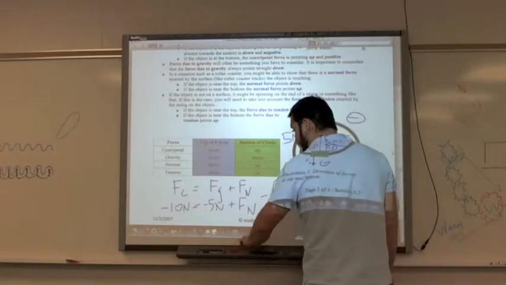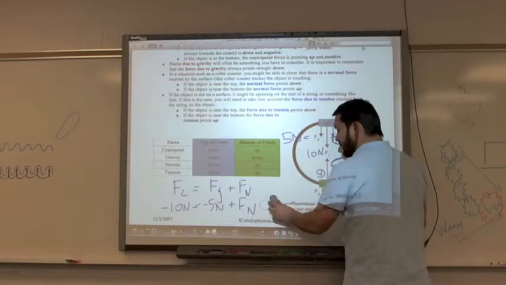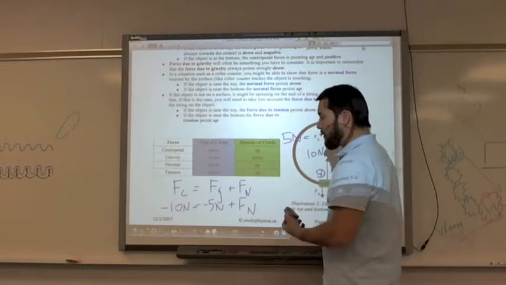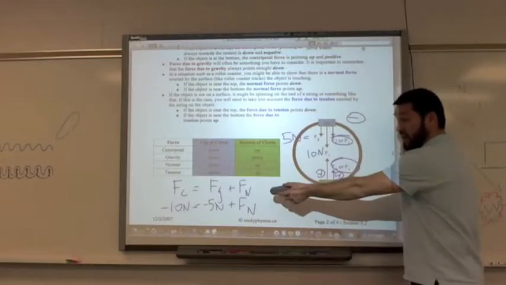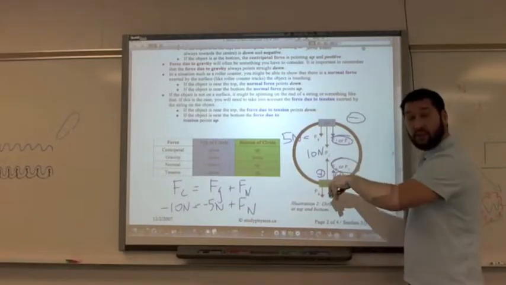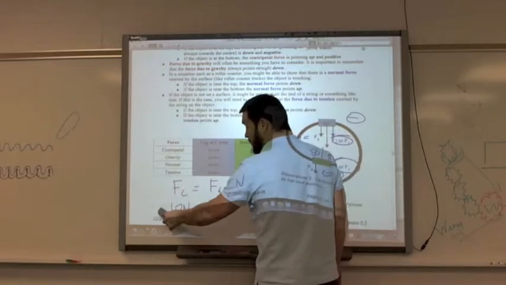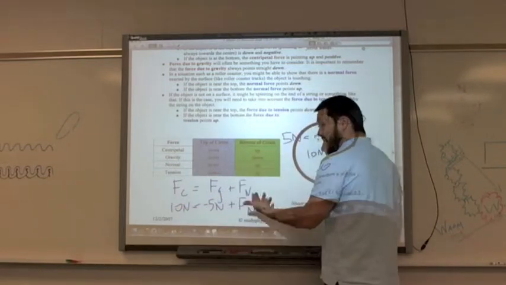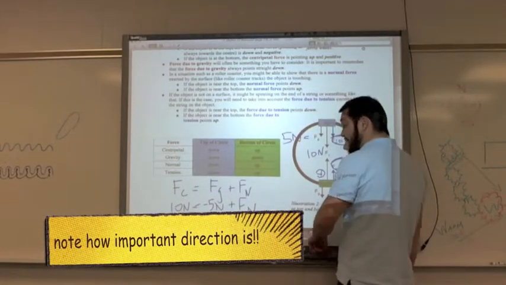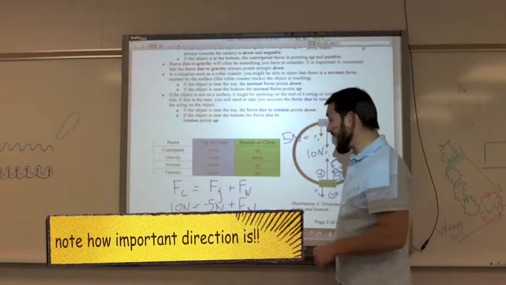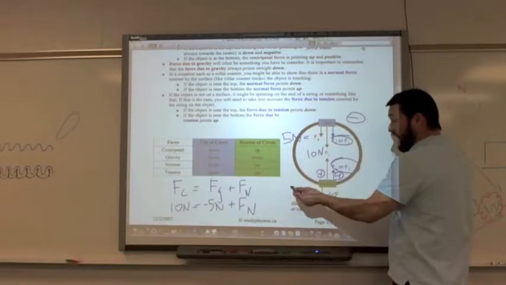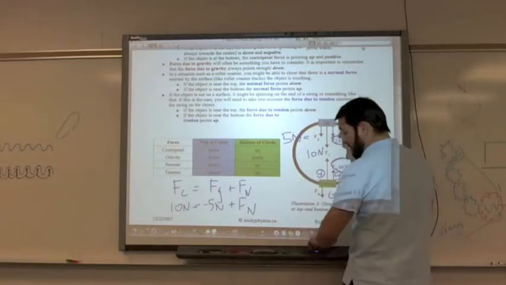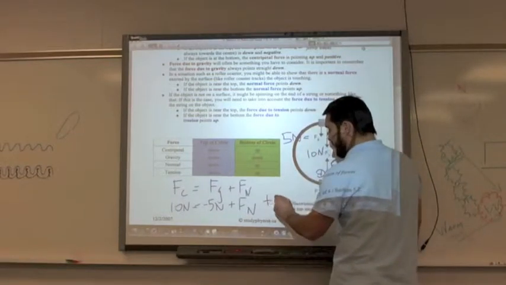Now, at the bottom of the loop, what changes? Well, Fg is down still, so it's minus 5, but my centrifugal force is in the upward direction, so now it's a positive 10. So my question now is, what is my Fn value? Well, minus 5 plus what equals 10? I think that's positive 15.